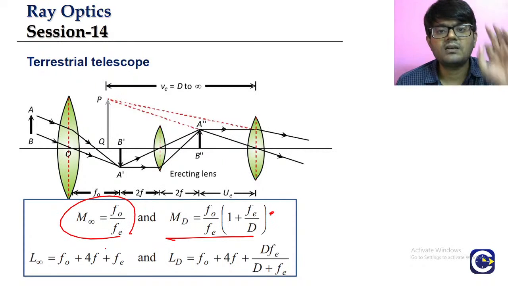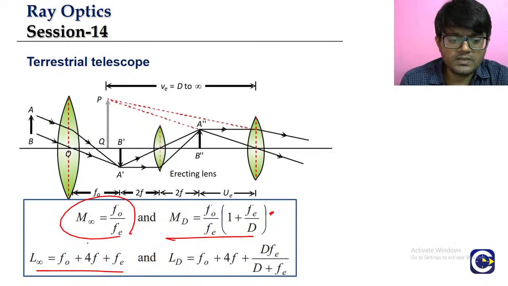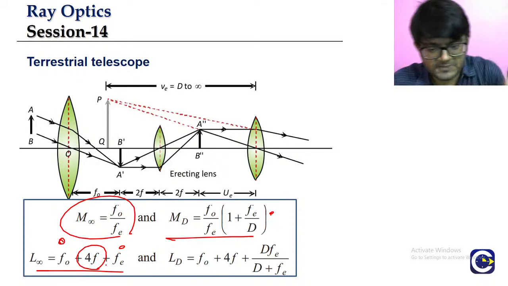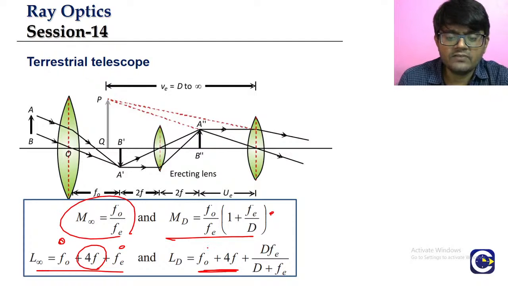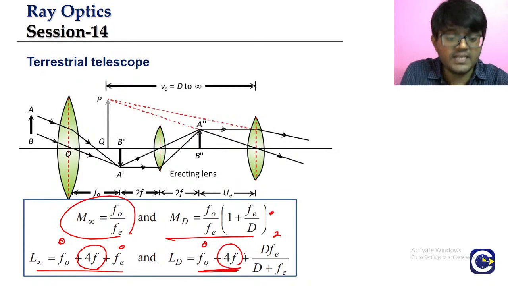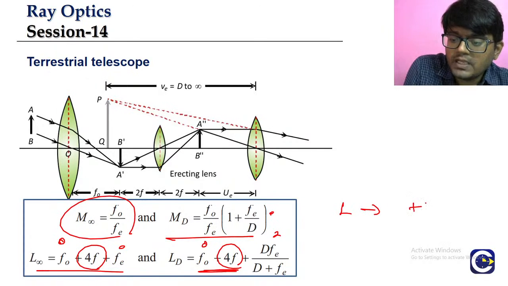Only thing that will change is what? Length of the telescope. Look at this. In case of the astronomical telescope, when the image is formed at infinity, right, length of the telescope is FO plus FE. FO is what? Objective focal length, and FE is what? Eyepiece focal length. We will get plus 4f. Similarly, when the final image is formed at the near point, in case of the astronomical telescope, you know what we had? We had FO plus D into FE by D plus FE. Here we will get plus 4f. Only thing is what? In the length of the telescope, plus 4f will come.